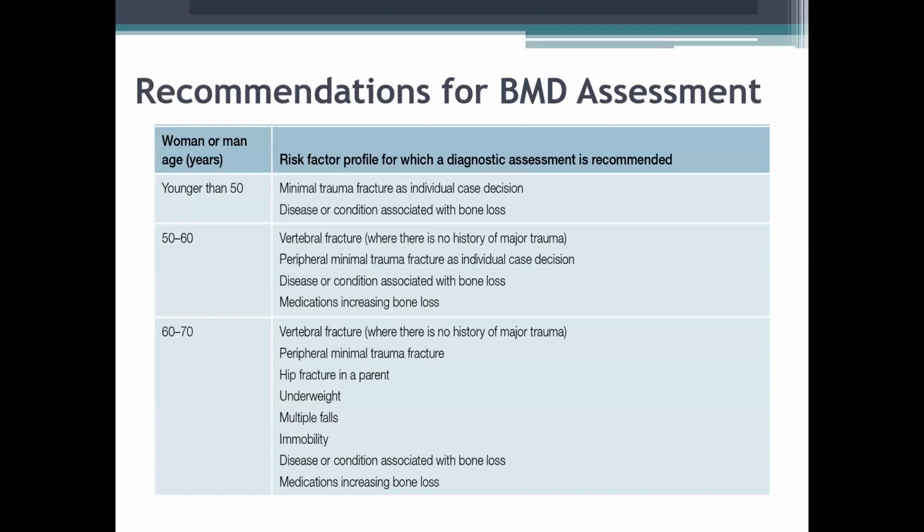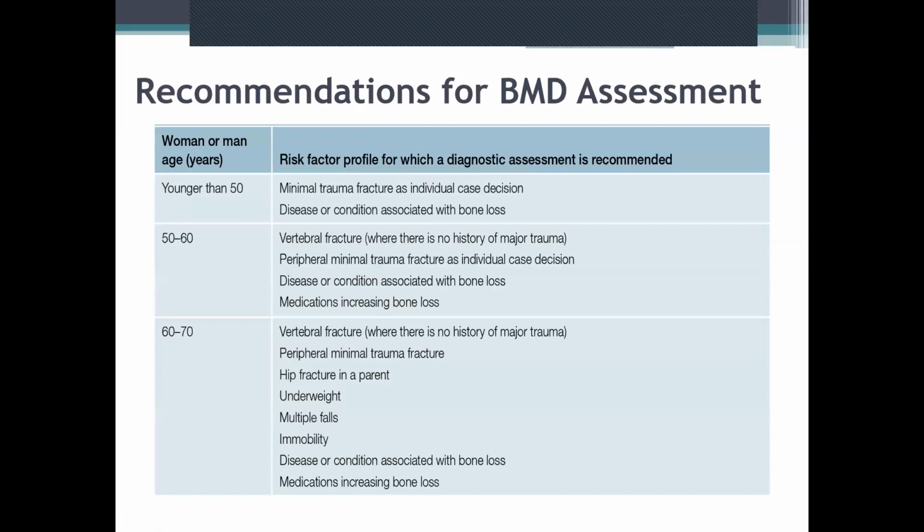So who would we consider assessing or screening with a BMD? Patients who are younger than age 50, if they've had a minimal trauma fracture, or any patient with a minimal trauma fracture, you might want to consider if they have low bone mineral density or osteoporosis. And usually when they're younger, they have secondary causes for bone loss.